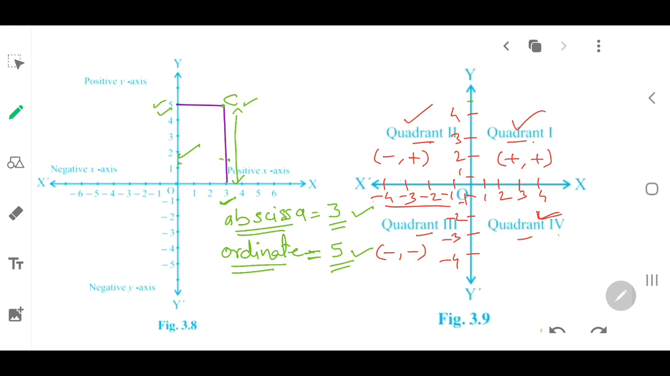Let's say quadrant 4. Here you will find O to X has all positive values. Correct? And O to Y dash has negative values. Since X has positive, so you can write plus. And O to Y dash has negative, so you can write here minus. Is it okay?